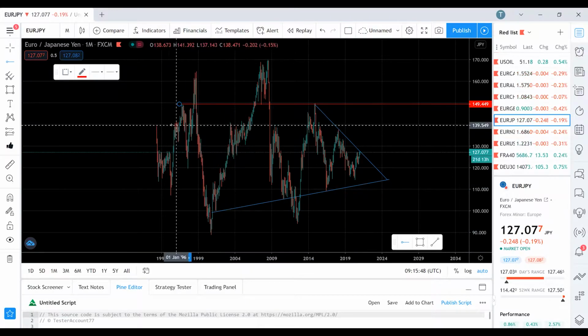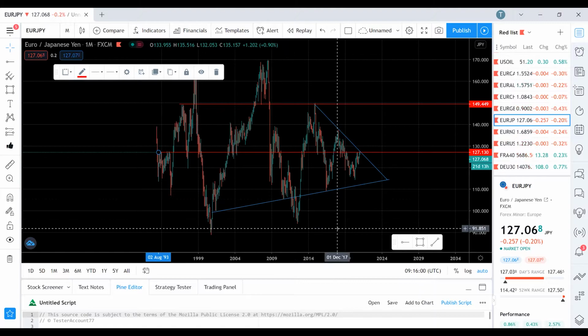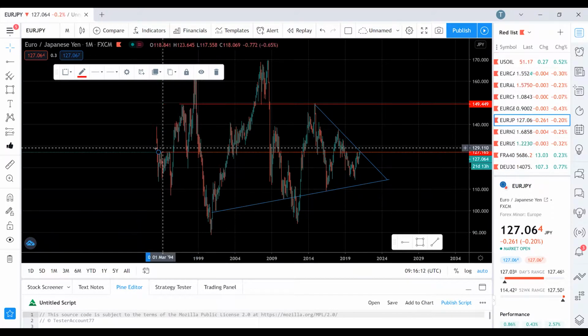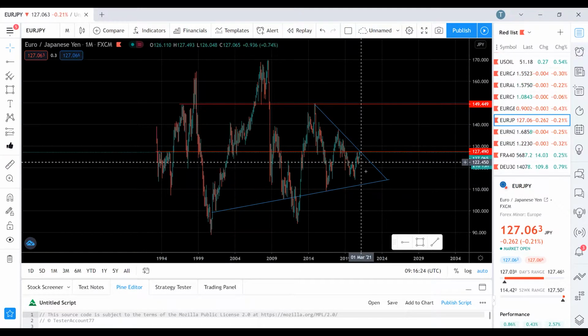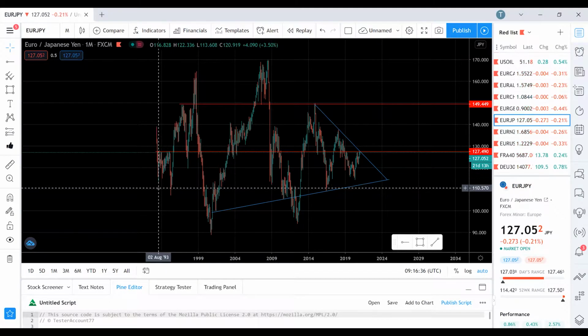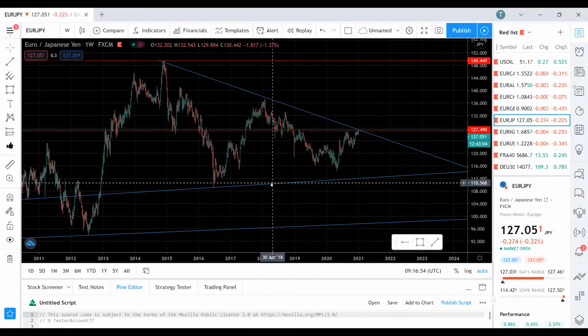Resistance here. Resistance here. This is perfect. So we have resistance right here and our trend rejection. So I'm definitely either watching for a rejection or a break. Trend support here. Move to the weekly.